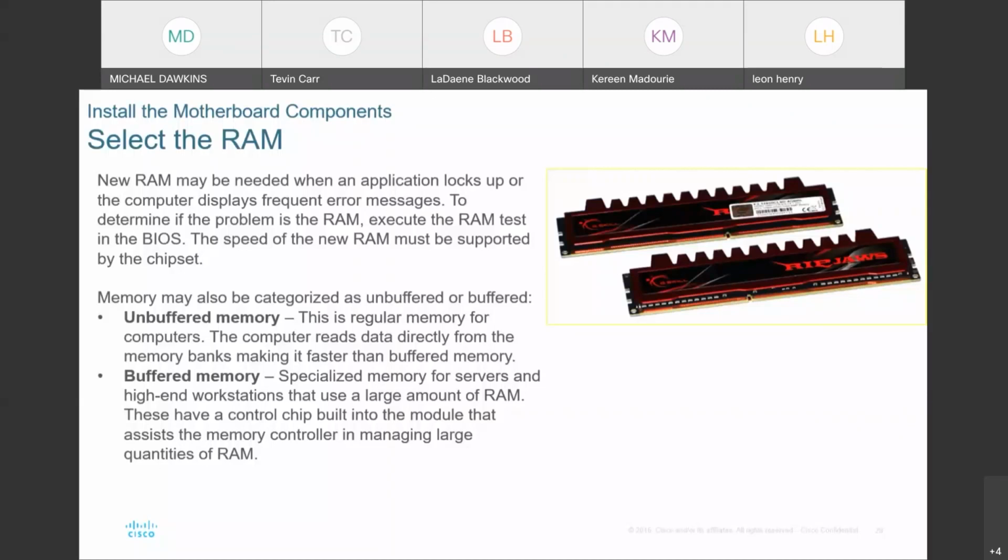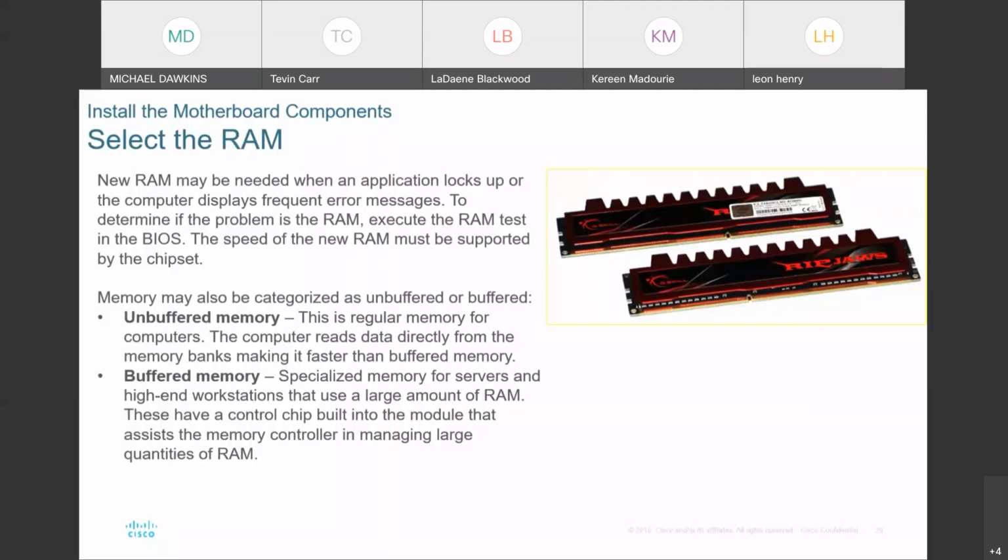The buffered memory is specialized memory for servers and high-end workstations that use a large amount of RAM. These have a control chip built into the module that assists the memory controller in managing large quantities of RAM. These memory modules are more expensive, right? Because it allows space to store data and then push it out. And they are used for specialized services like servers and high-end workstations and so forth.